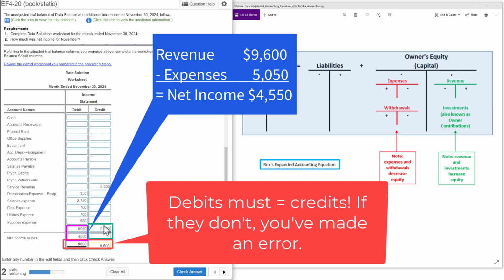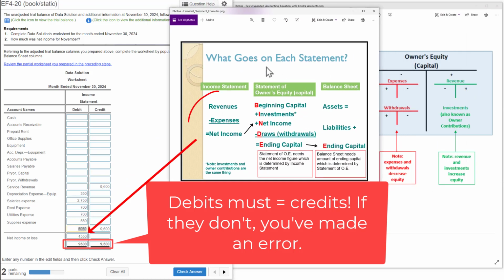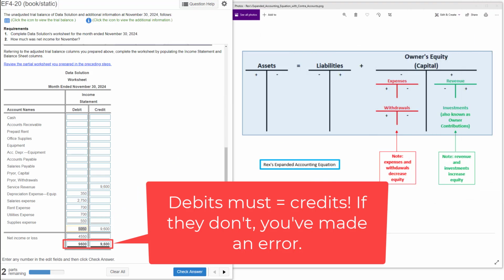And then we have 9,600 here by adding up these two. So our goal is to get both sets of columns to balance. So nice, this company has a net income of 4,550. Again, how do we get that? 9,600 revenue minus 5,050. So don't forget your financial statement formulas: revenues minus expenses equals net income. And our two sets of columns balance, so we're good to go.